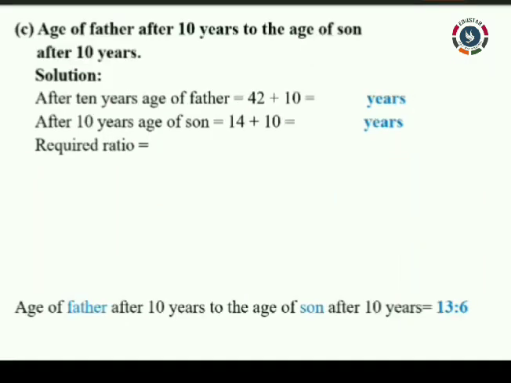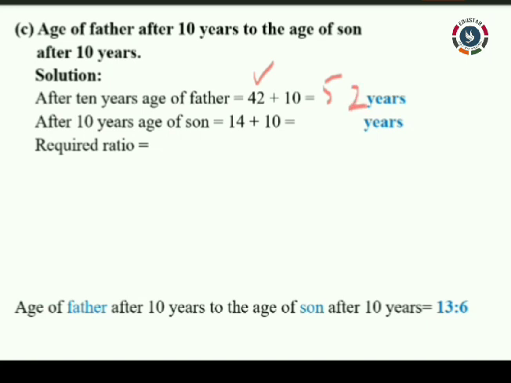Subdivision C is the age of father after 10 years to the age of son after 10 years. Your given data is present age of father is 42 years and present age of son is 14 years. Now you have to find the ratio after 10 years. So present age of father is 42 years. After 10 years means I have to add 10 years. So 42 plus 10 is 52 years.